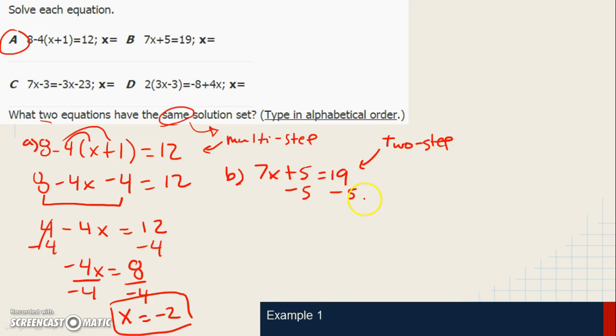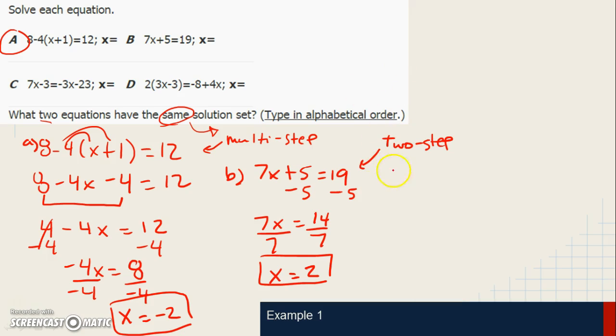Since the 7 is being multiplied, it's easier to eliminate the addition first by subtracting. That's the inverse. So we're going to minus 5 to both sides, and we get 7x equals 19 minus 5, which is 14. And now we can go ahead and eliminate the multiplication by dividing both sides by 7. So we have x equals 14 divided by 7, which is 2. So our answer for B is 2. Very similar to our answer from A, but we got a negative 2 there. We've got a 2 here.